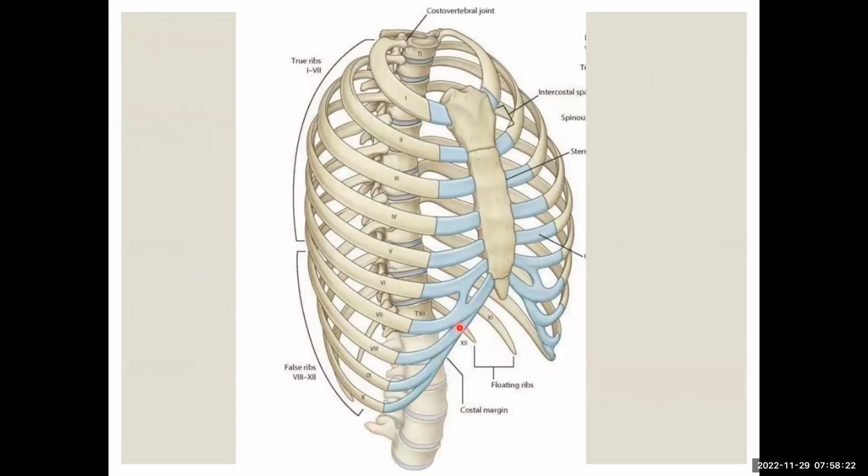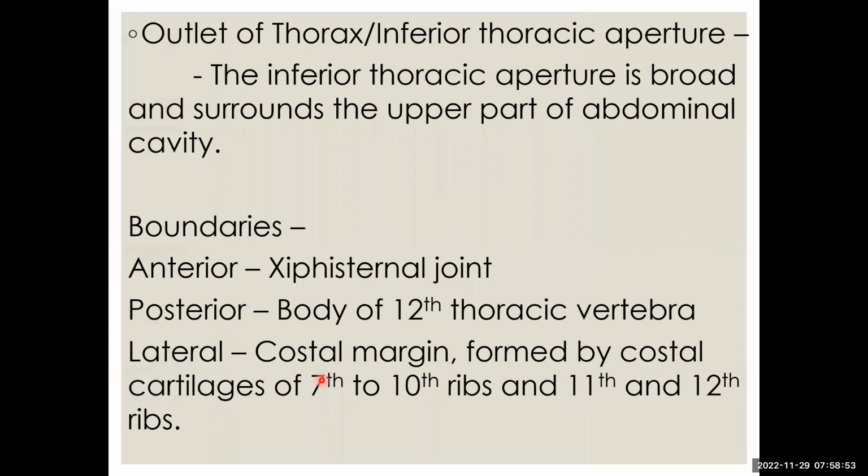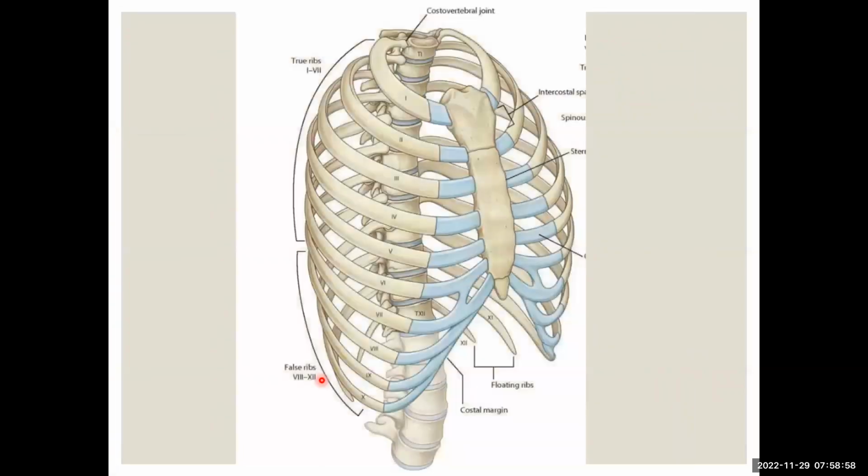The boundaries of the outlet of thorax: anteriorly is the xiphisternum or the xiphisternal joint. Laterally is the costal margin formed by the costal cartilages of the 10th, ninth, and eighth ribs, which are attached to the costal cartilage of the seventh rib and through it to the sternum. So this continuous margin, the costal margin, and the 11th and 12th ribs form the boundaries of the outlet of thorax. Posteriorly is the 12th thoracic vertebra.